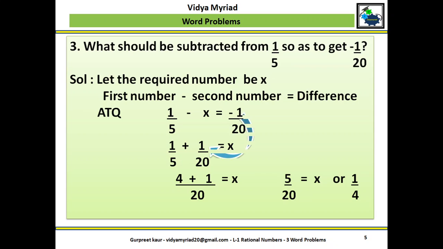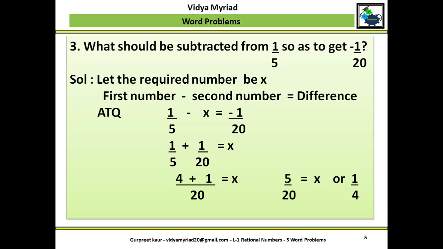So what I have done is, I have taken minus 1 upon 20 near to 1 upon 5. So it was negative, when I changed its place it became positive. Another way is x is minus, when I change its place it becomes positive. As I have to find out the value of x, I will take the LCM and find out that it is 5 upon 20, which is easily divisible, and I can write it as 1 upon 4.